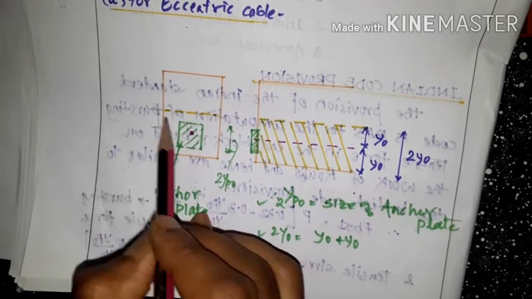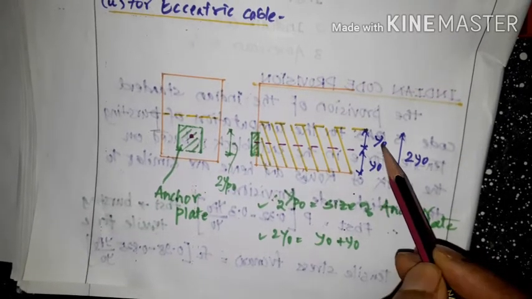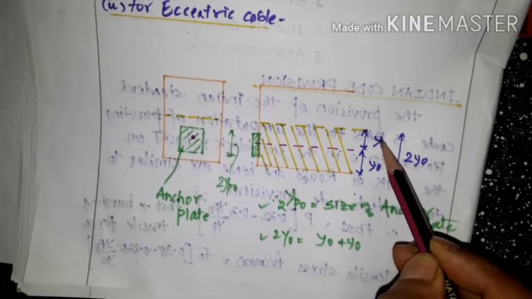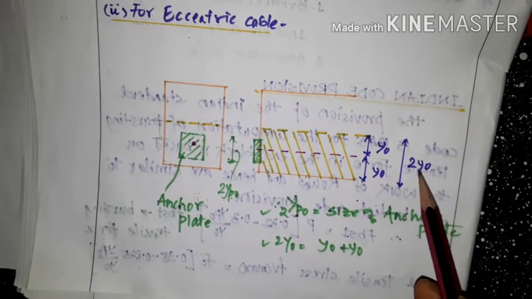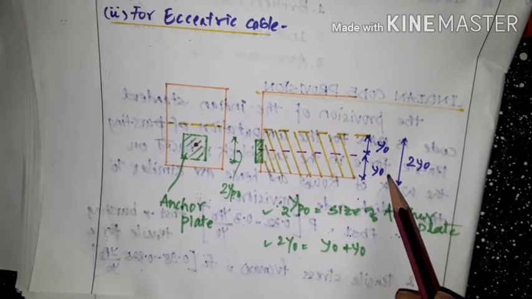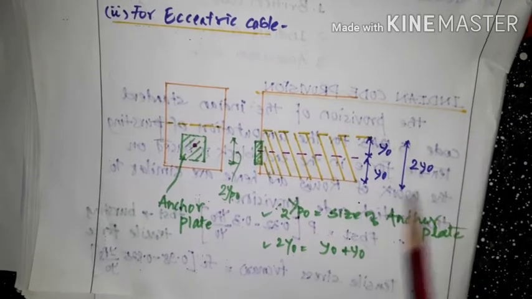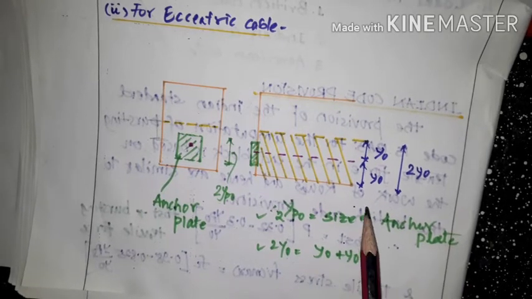So the centroid of the cable from the center of the section, that will be y naught. So y1 plus y1, that is y naught. So 2y naught is what? Y naught plus y naught, so that is 2y naught you have to use. That is nothing but how to utilize these values of yp naught or y naught.